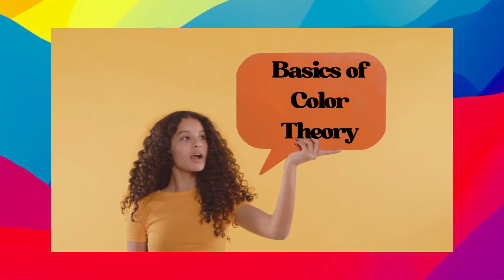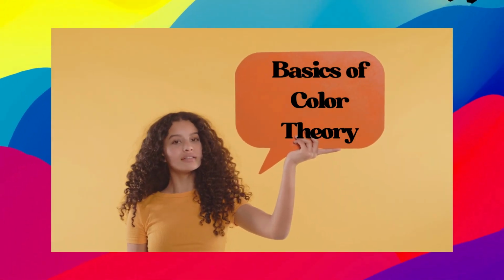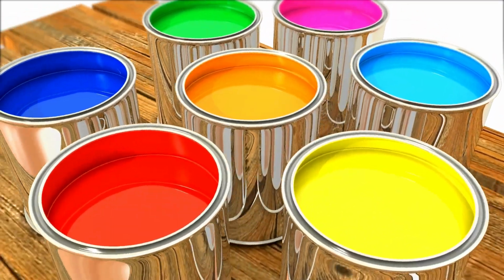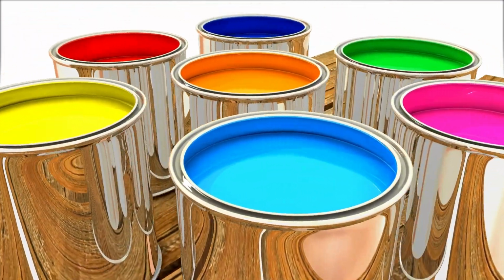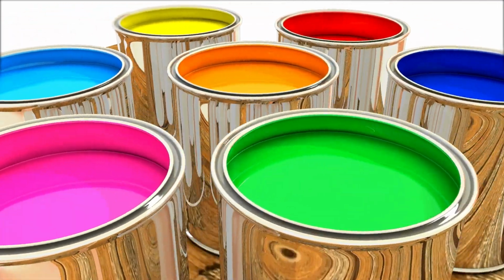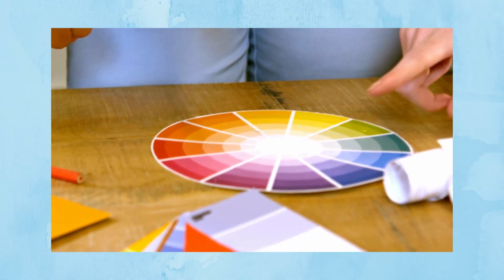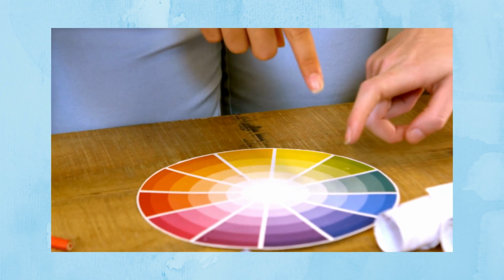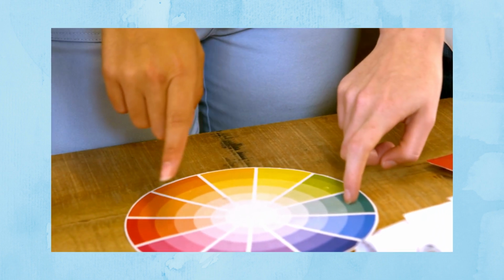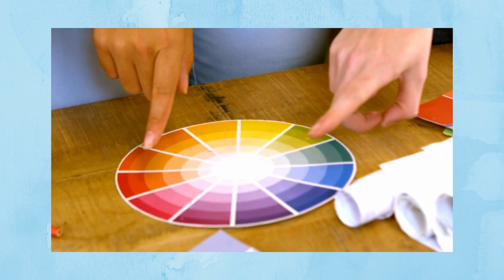Firstly, let us begin with understanding the basics of color theory. Color theory is a set of principles used to understand the relationships and interactions between colors. It involves understanding the color wheel, which is a visual representation of the primary, secondary, and intermediate colors.